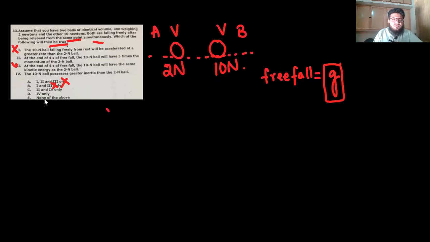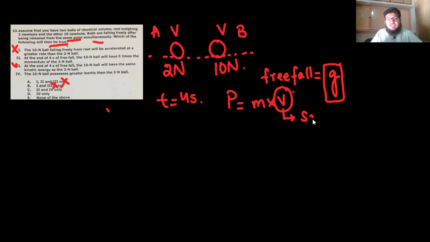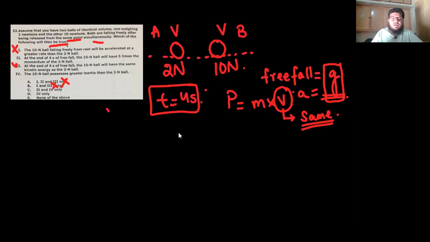स्टेटमेंट 2 को देखें तो at the end of the 4 seconds of free fall the 10 Newton ball will have 5 times the momentum of the 2 Newton ball, ठीक है। So at the end of 4 seconds of free fall, if the time is 4 seconds, what will happen to the momentum? So momentum's formula is mass into velocity, okay. We know that the velocity after 4 seconds is going to be the same for both of them, okay. Velocity will be the same because acceleration is the same, okay. The value of acceleration is the same for both the balls, therefore their final velocity after 4 seconds will also be the same. So that means velocity is the same.